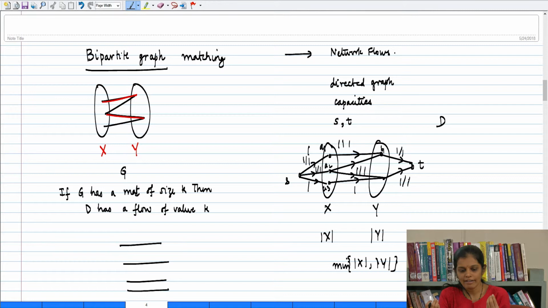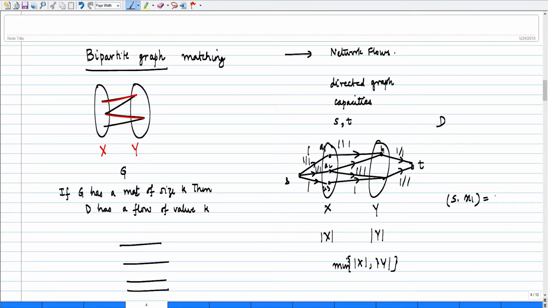So what is your general formula? If you have an edge x1 y1 which belongs to the matching in the graph G, you take f(S, x1) = f(x1, y1) = f(y1, t) = 1. For every edge x1 y1 which belongs to the matching, you are simply going to set the flow values on all the 3 edges as 1. It is clear that it satisfies the capacity constraint because you had set the capacities to be equal to 1. What about the flow conservation?